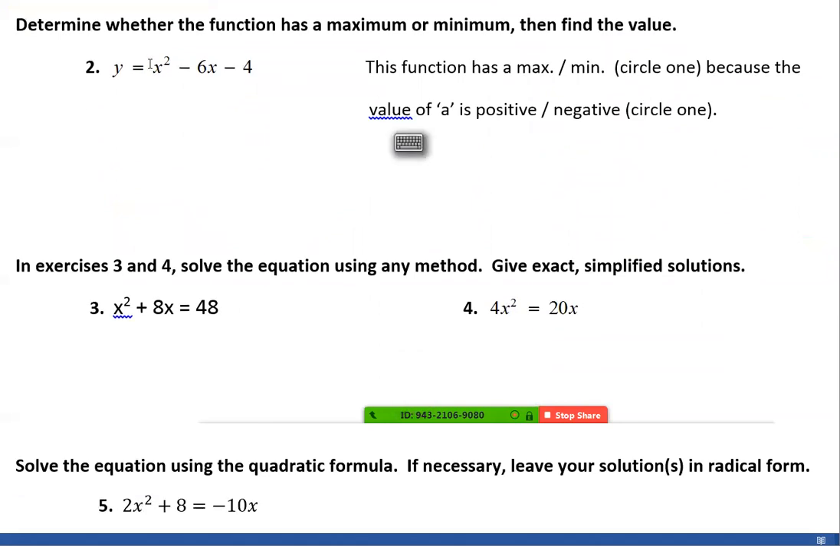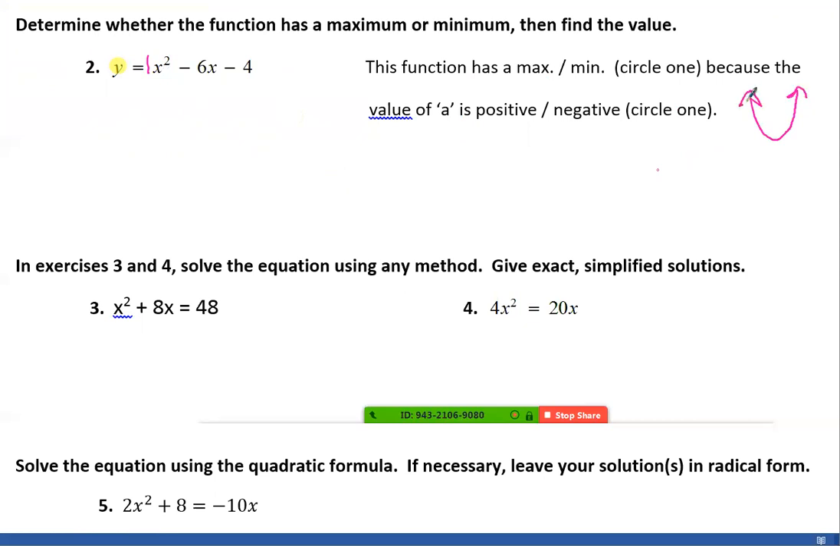Okay, this is a quadratic function. Why is it a quadratic function instead of a quadratic equation? Because it has y instead of 0. So it has an output. Okay, if a is positive, and in this case a is positive because it's positive 1, then you have a parabola that is right side up or facing upwards.